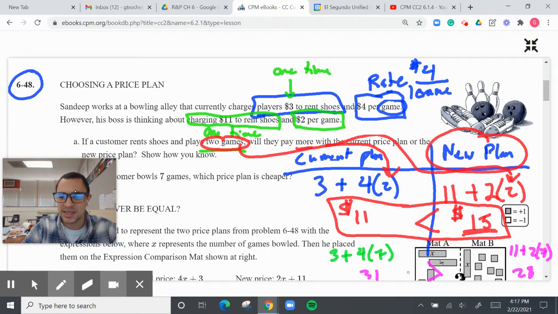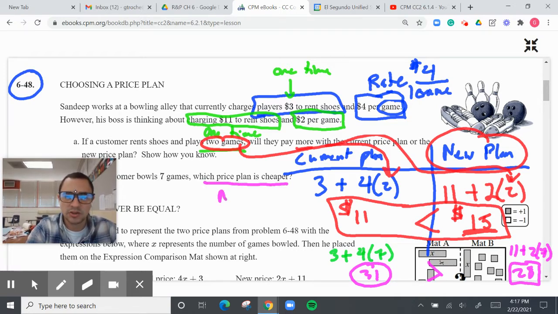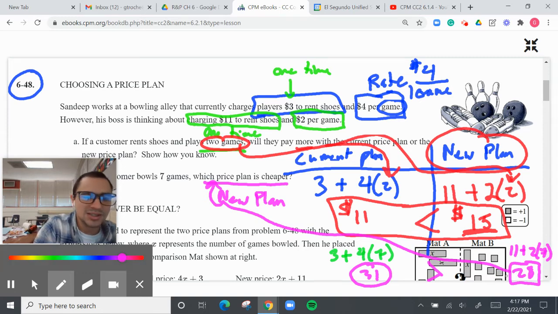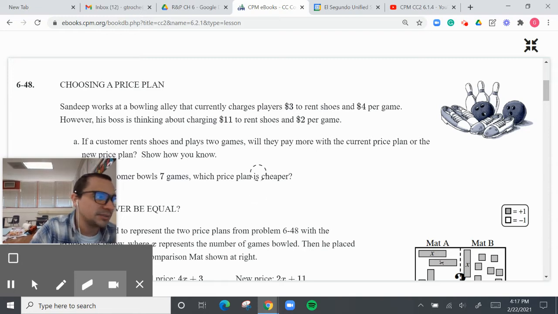So in this case, this price is more expensive than this price. It's asking which price plan is cheaper, and that's the new plan, because this is cheaper. 31 is greater than 28. And so anyways, that's how you solve 648. But let's go on to the real problems that we're going to be facing, which is 649.